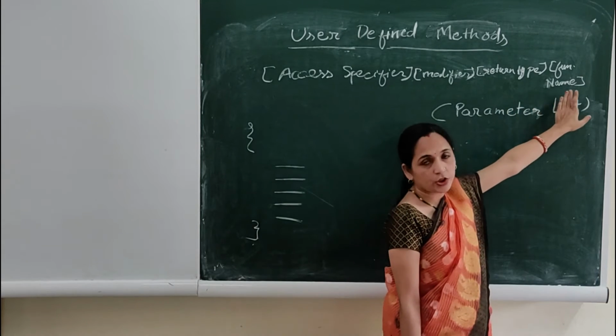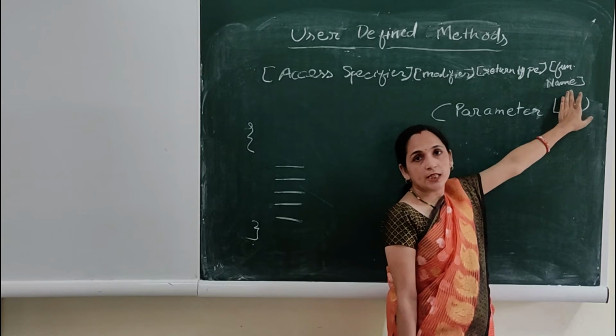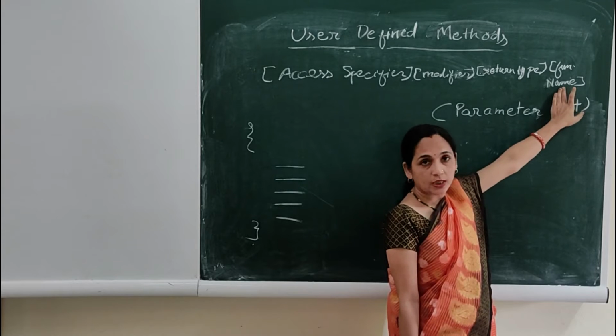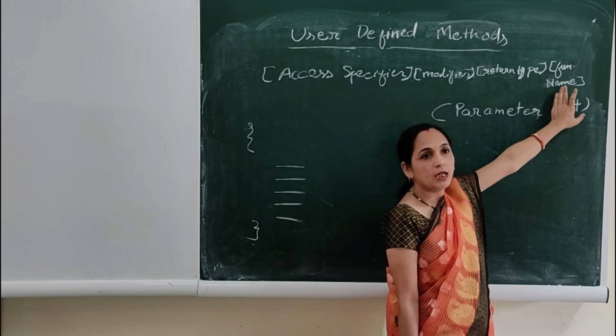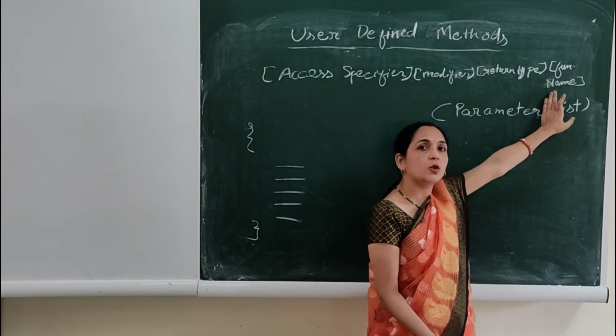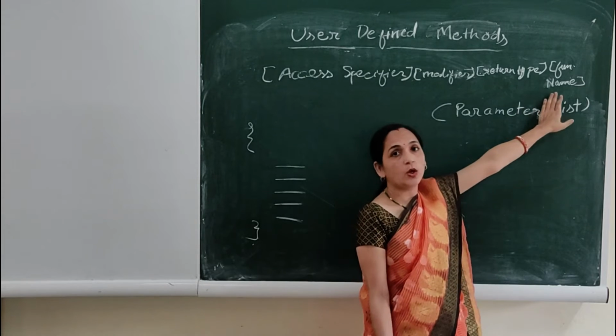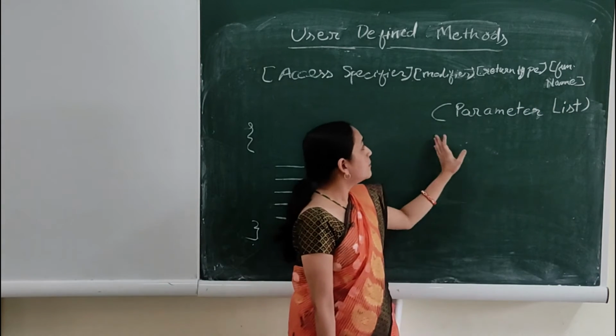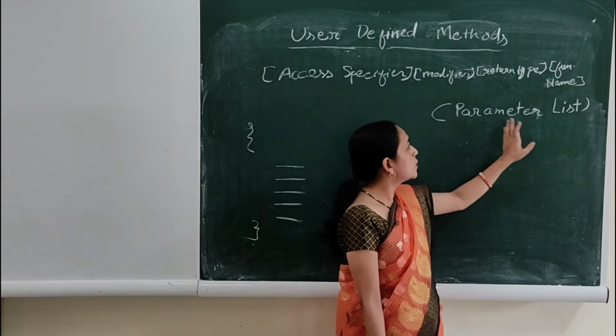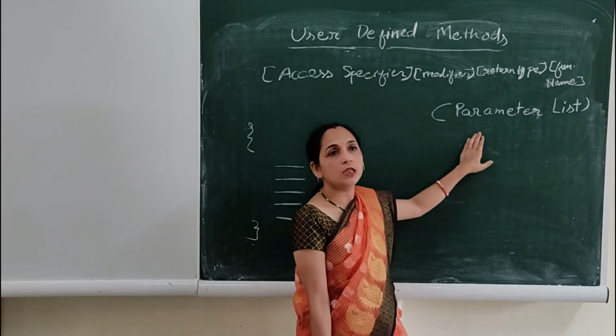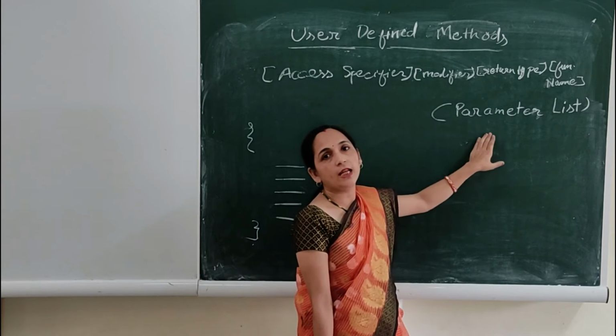Next is the function name. The function name is like an identifier; the user can give it by their own choice, just like creating a variable, where you declare its name. Then the parameter list: you provide it when your function requires any value.